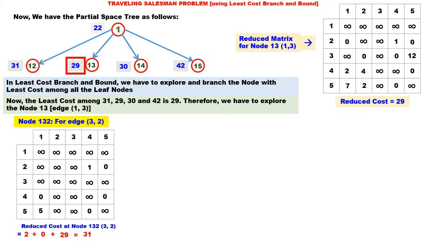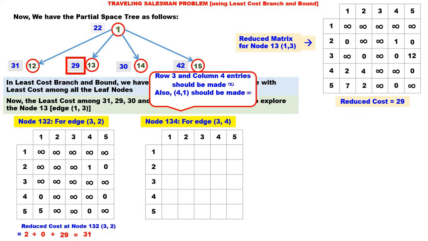Next we have to do for 1, 3, 4. And the edge is 3, 4. And row 3 and column 4 entries should be made infinity. 4 to 1 should be made infinity. Very good. Yes. Row 3 should be made infinity. Column 4 should be made infinity. Yes. And 4, 1 is infinity. Remaining elements just copy down from the reduced matrix for node 1, 3. Just observe, I am just copying down the elements.